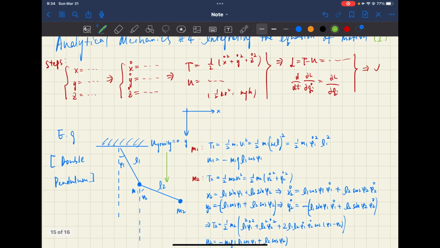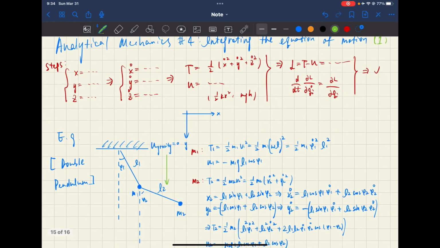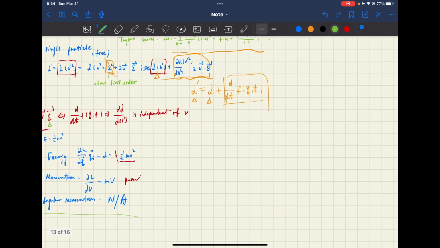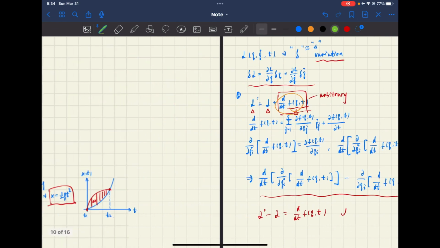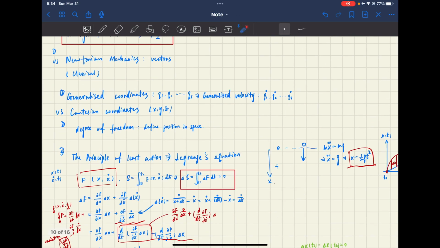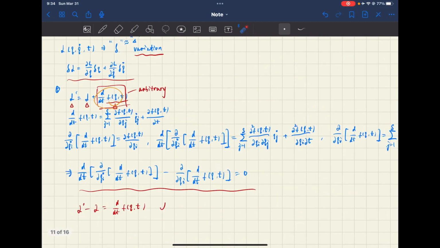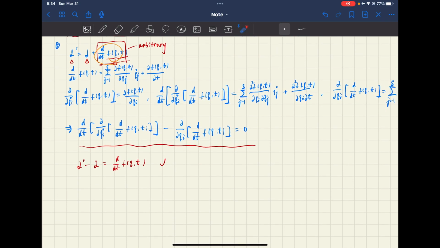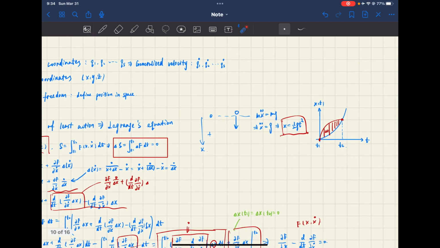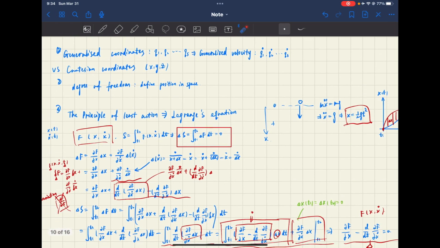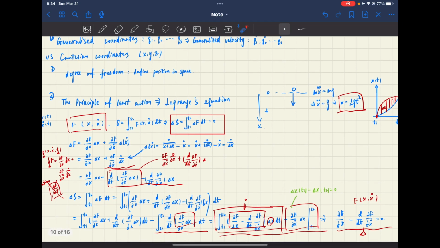Let's review what we have learned. We have learned about Lagrange's equation, which appeared in our first episode. It takes the form like this.